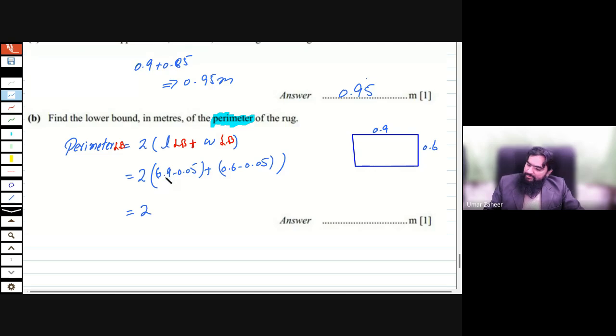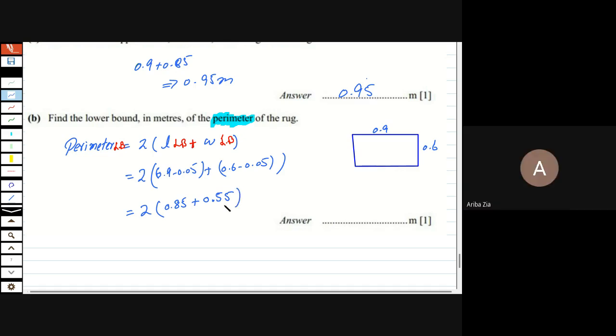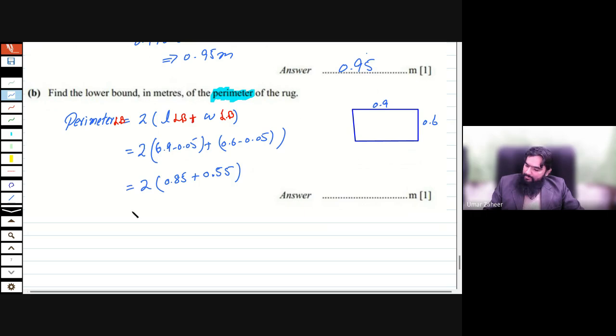Please subtract the values. 0.9 minus 0.05 will be 0.85. 0.85 plus 0.55. Is it correct? Yes, sir. Please add them and multiply by 2. The final answer is 1.95 meters. Yes, everyone, is it clear?